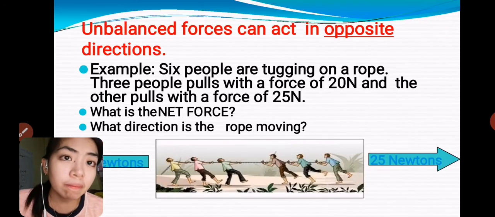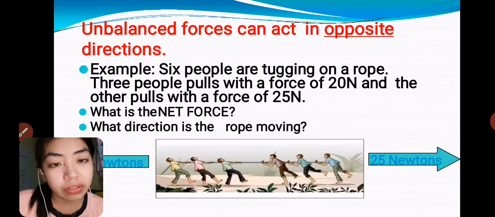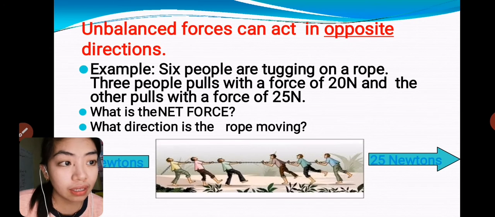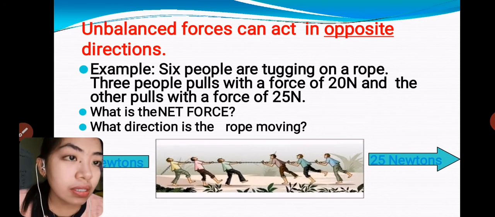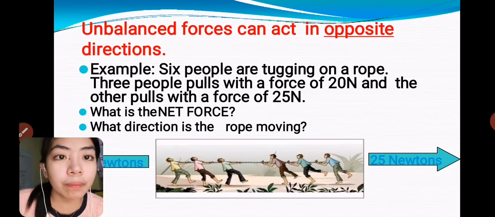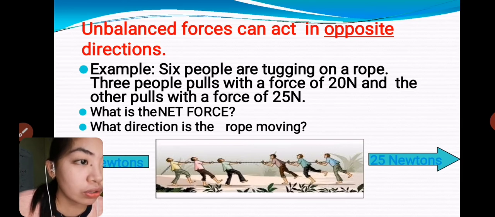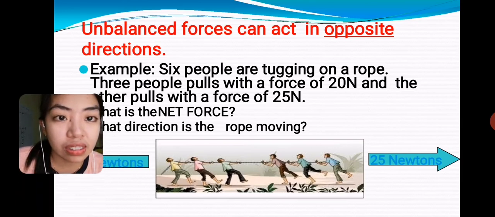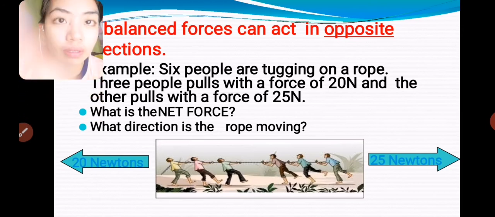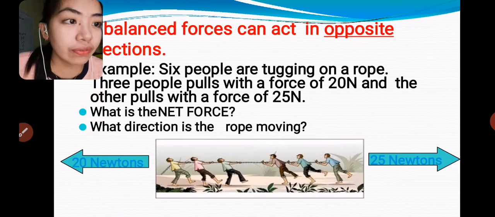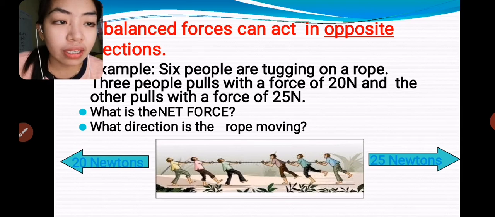Okay, next one. Unbalanced force can act in opposite directions. So, katulad to ng naging examples natin kanina. So, for example, these 6 people are tugging on a rope. 3 people pull with a force of 20 newtons and the other with a force of 25. So, ito si 25. Ito si 25 newtons going on the right, then 20 newtons going on the left side.